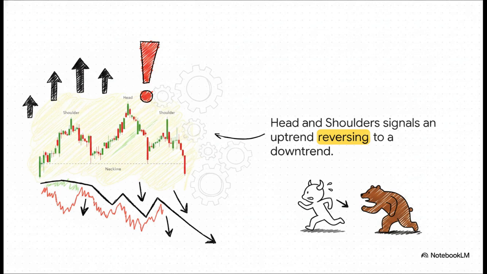During the uptrend, the market was happily making higher highs and higher lows, but once the price breaks down below that neckline, that signals a massive structural shift. The buyers are completely exhausted, and the market is now creating lower highs and lower lows.